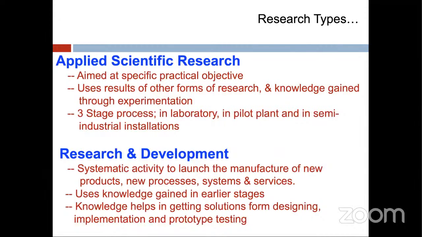Then we have applied scientific research. Basic science is done, but what next? Then applied scientific research aims at a specific practical objective. That means we know what the application of this will be. We apply our scientific research, use results of this previous fundamental research gained through experimentation, and then we try to take it to pilot plants or the industrial level. And research and development, again, we use this knowledge gained from applied science and basic science, and we come out with some prototypes, products.